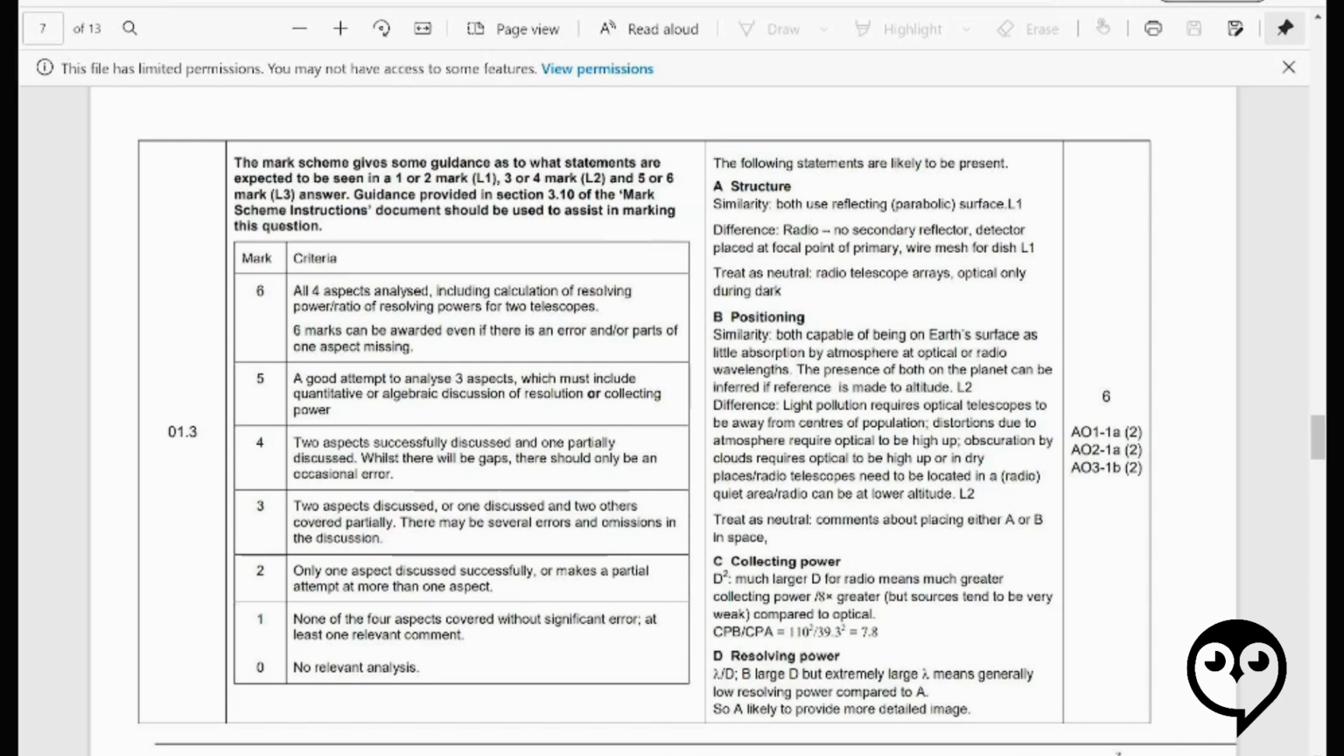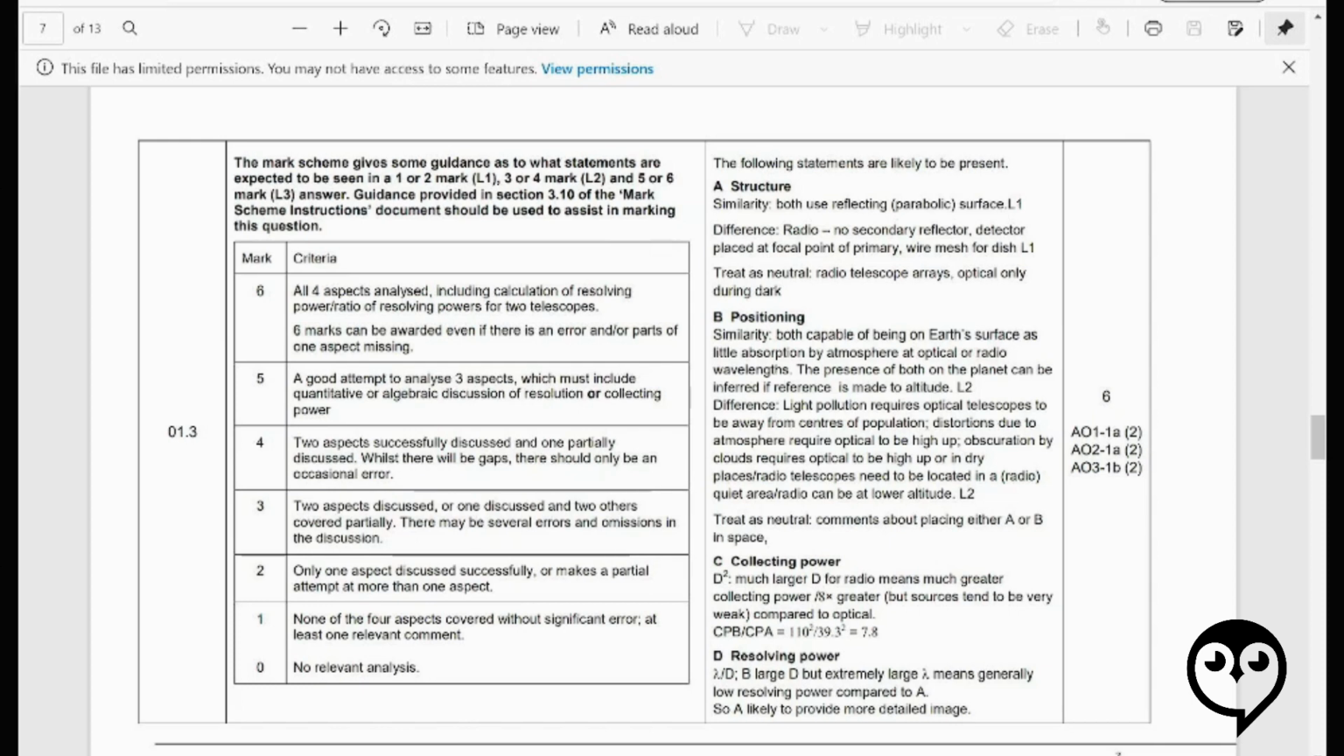Similarities in positioning. Both are capable of being used on the Earth's surface. That's true because the range of visible light and the particular part of the radio spectrum that is being looked at doesn't get absorbed by clouds or even just through the atmosphere. Presence of both on the planet can be inferred if you talk about the altitude, them being maybe at different altitudes. That's assumed they're on the Earth's surface. But the key difference here is we're not having these telescopes floating around in space. We don't need to.